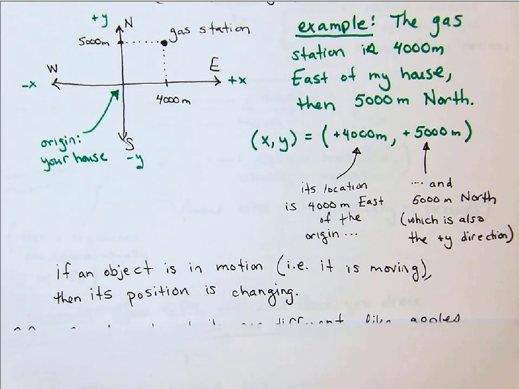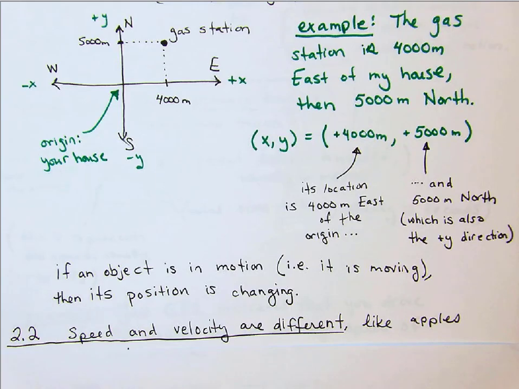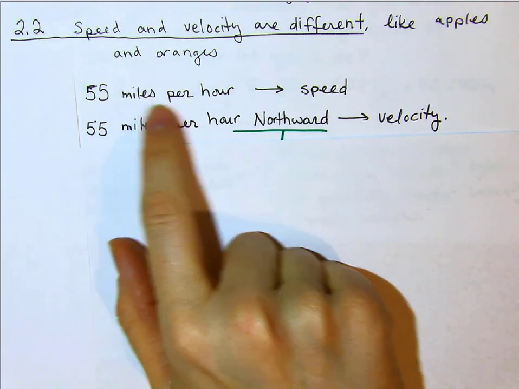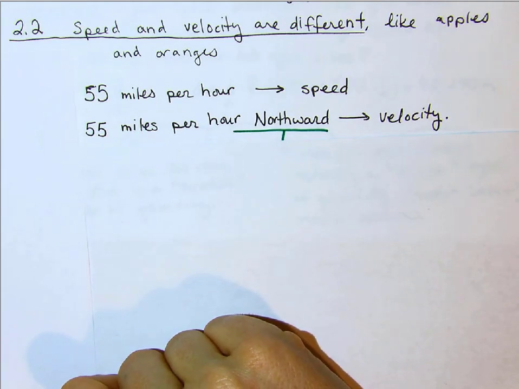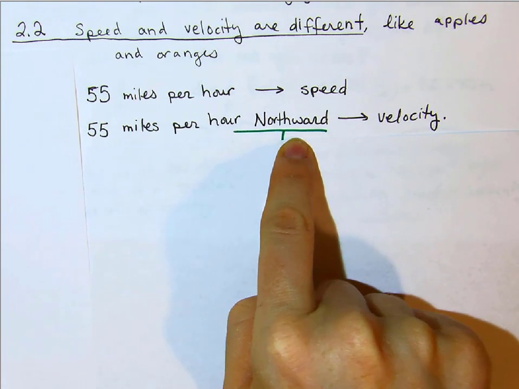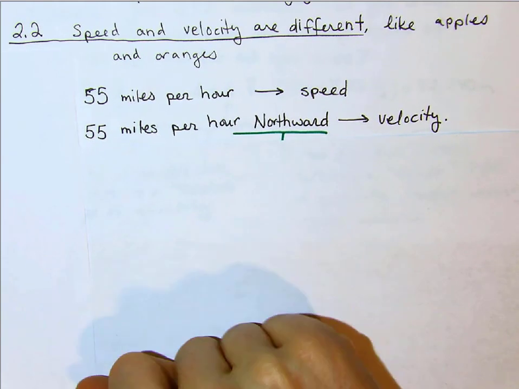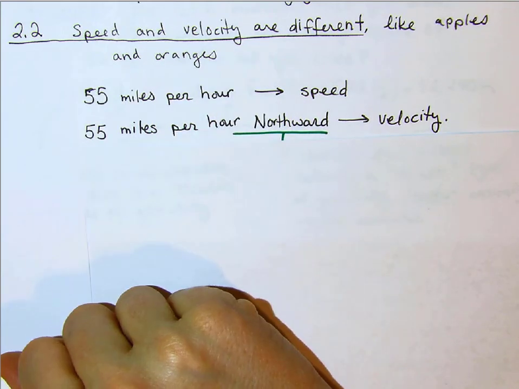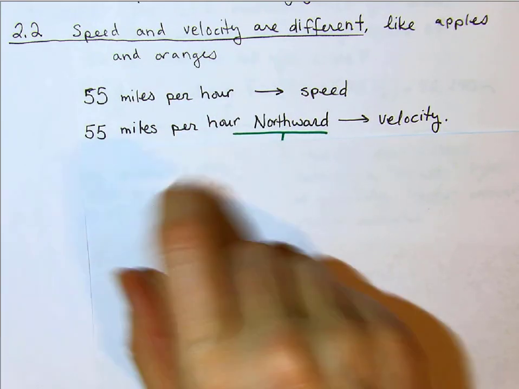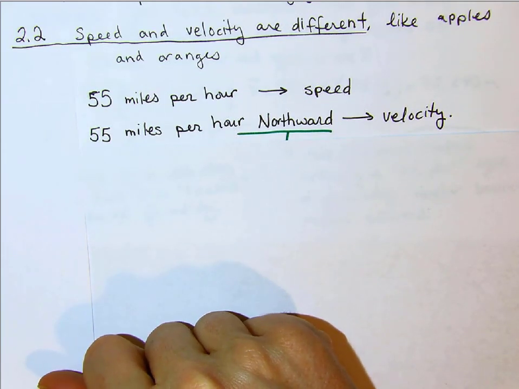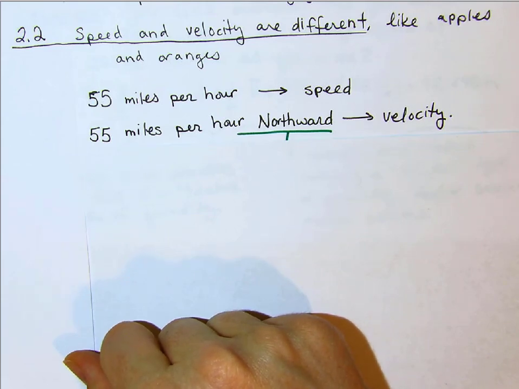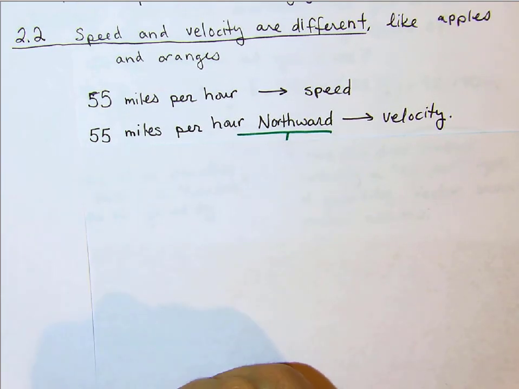Which brings us to the next section, speed and velocity. All right, speed and velocity are two different things when you're in physics class. An example of speed would be 55 miles per hour. An example of velocity would be 55 miles per hour northward. It's that direction that makes it a velocity. To me, speed and velocity are kind of like apples and oranges. On the one hand, they're both fruit, like they're both describing your rate of motion, but they're different. Speed doesn't have a direction, but your velocity does tell you a direction.